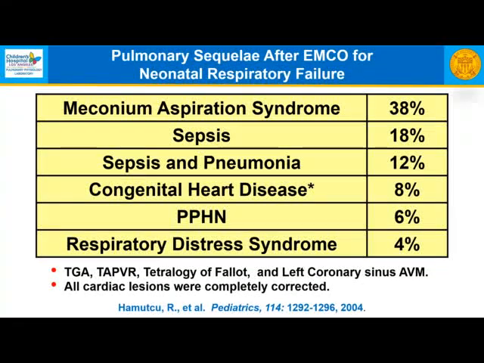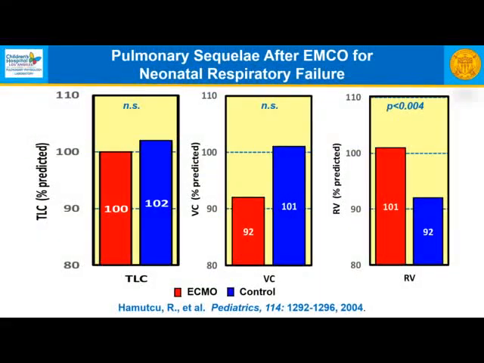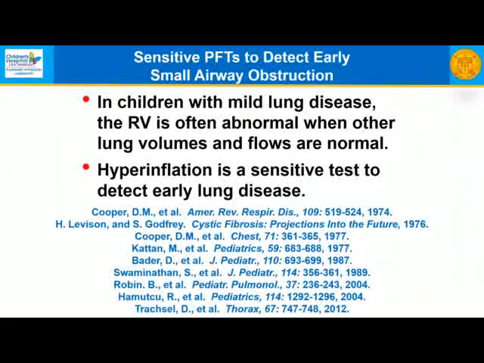All cardiac lesions were completely corrected at the time Dr. Ursu's study was done. And she found again no change in total lung capacity, no change in vital capacity, but an increase in residual volume. Again, being a sensitive index. So in children with mild lung disease, the residual volume is often abnormal when other lung volumes and flows are normal. Hyperinflation is a sensitive test to detect early lung disease.